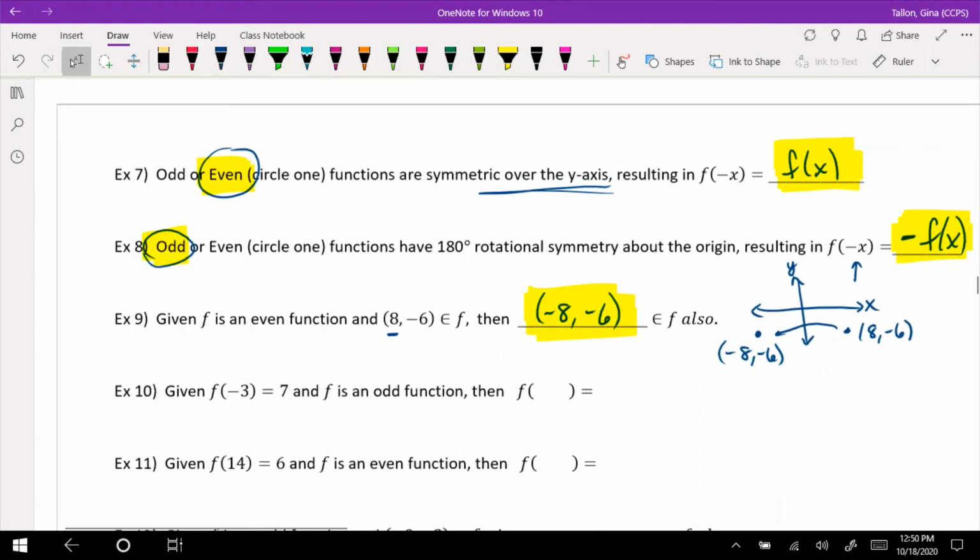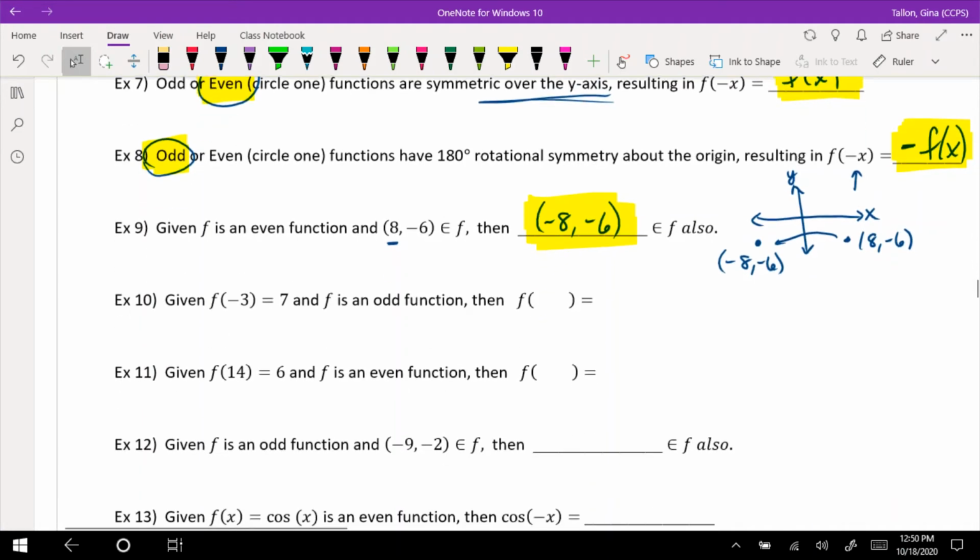Next question, question 10. Given that f of -3 equals 7 and f is odd, now we're talking odd. Odd says if I negate my x, then my y value must negate also. So negating a negative 3 gives me a positive 3, and negating this 7 right here gives me negative 7. So that means that f of 3 has to equal negative 7.